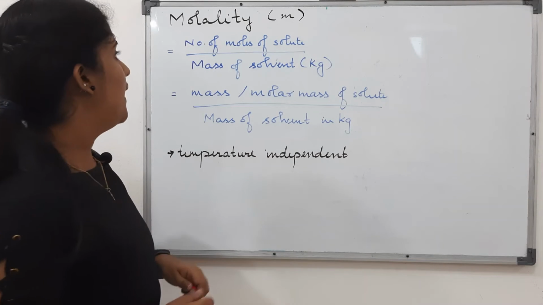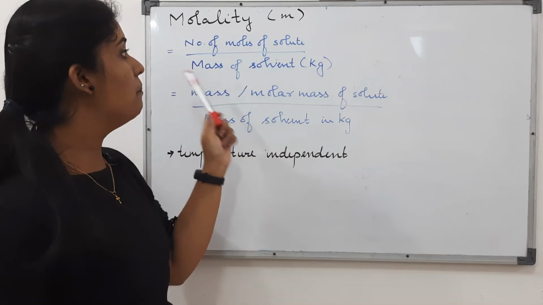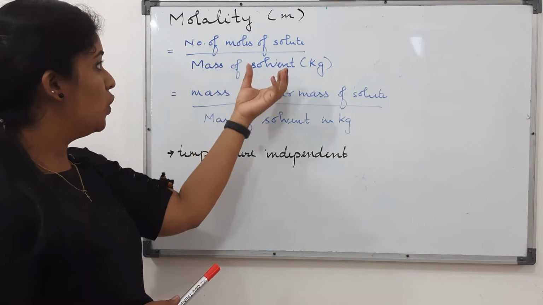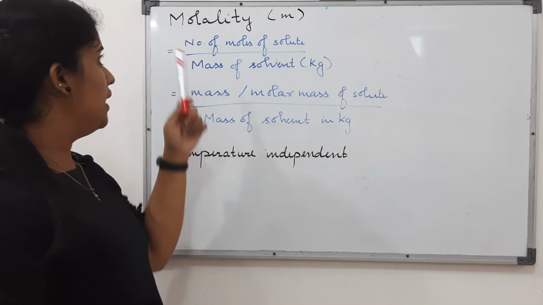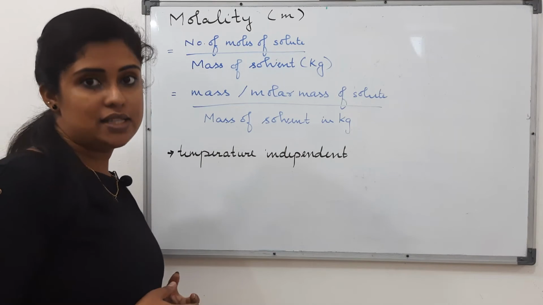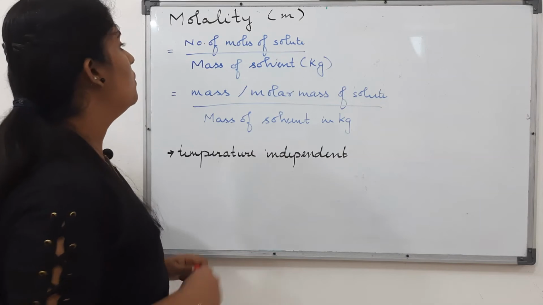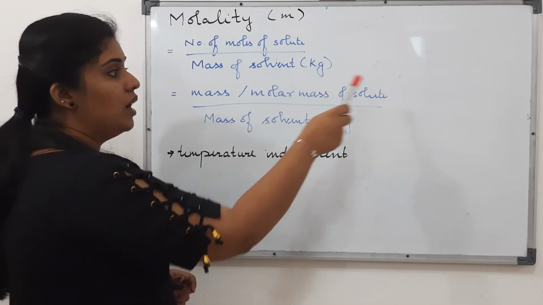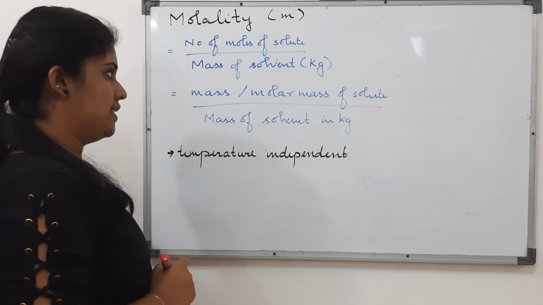Okay. And molality corresponds to the number of moles of solute divided by mass of solvent in kg. Previously, we were dividing the solute moles by volume of solution in liter, and in case of molality, the number of moles of solute is divided by the mass of solvent in kg. So we consider the mass of the solvent. Now, number of moles of solute can also be represented as mass by molar mass of solute, divided by total mass of the solvent in kg.